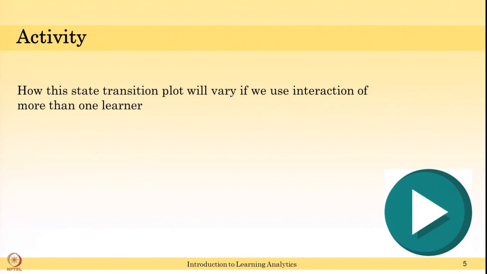Can you think of how this state transition plot will vary if you use the interactions of more than one learner, say 3 learners' data or 10 learners' data? How will this transition plot vary? Can you think of that? Okay, just think about it. If you are able to think about how the plot will be, then you can resume the video to continue.